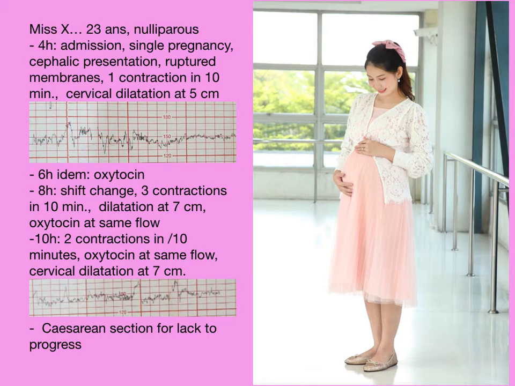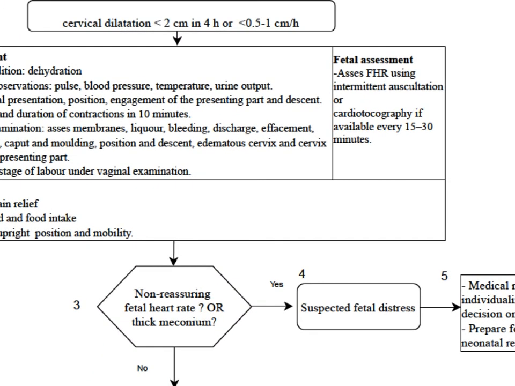When cervical dilatation stopped again, the midwife referred the patient to the obstetrician on call. He decided to perform a Caesarean section for lack of progress. To analyze the appropriateness of this Caesarean indication, we will use the WHO algorithm entitled Suspected Slow Progress of Active First Stage of Labor.